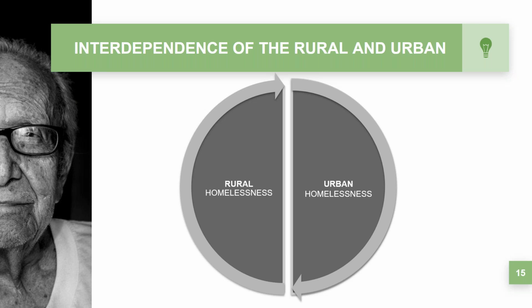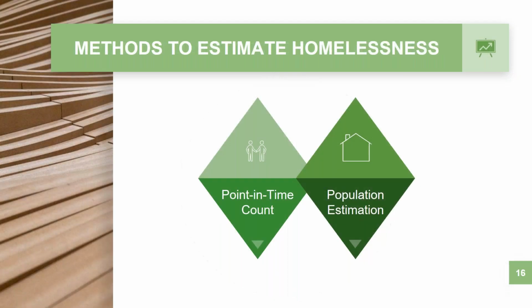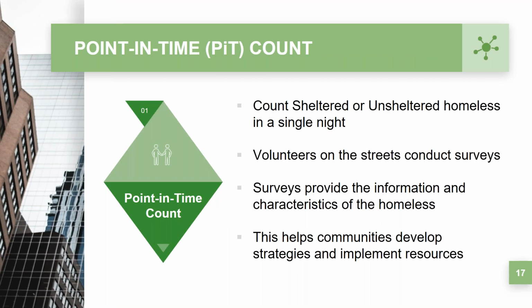When we looked at it for the first time, we didn't want to reinvent the wheel. We wanted to see what's already being applied in the community or in Canada. There are two methods. Point in time count, all of you are aware of this. And population estimation, which is not readily used in Canada. We started looking into these two methods. We all know point in time count counts sheltered or unsheltered homeless in a single night. Volunteers go around town, find people and conduct surveys, and then use all of their data to develop strategies and implement resources. However, that is what happens in urban centers.